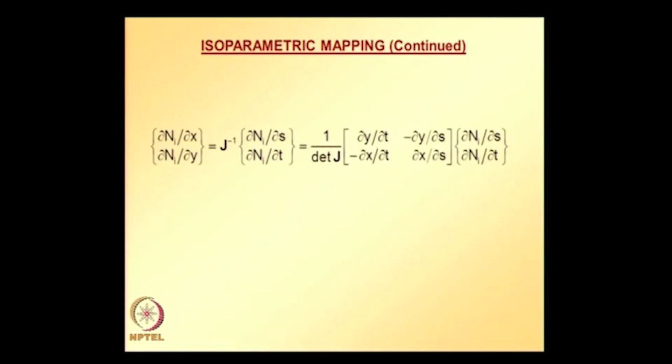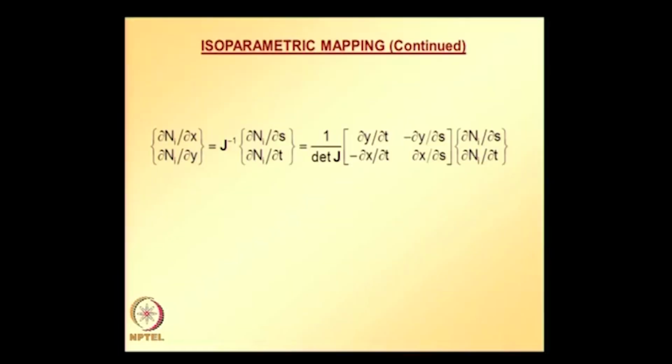So, this is the inverse relation, that is, derivatives of shape function with respect to x and y are expressed in terms of derivatives of shape function with respect to s and t, for which we require the inverse of Jacobian, which is given there, where determinant of J, determinant of Jacobian, is defined like this: partial derivative of x with respect to s times partial derivative of y with respect to t minus partial derivative of x with respect to t times partial derivative of y with respect to s.